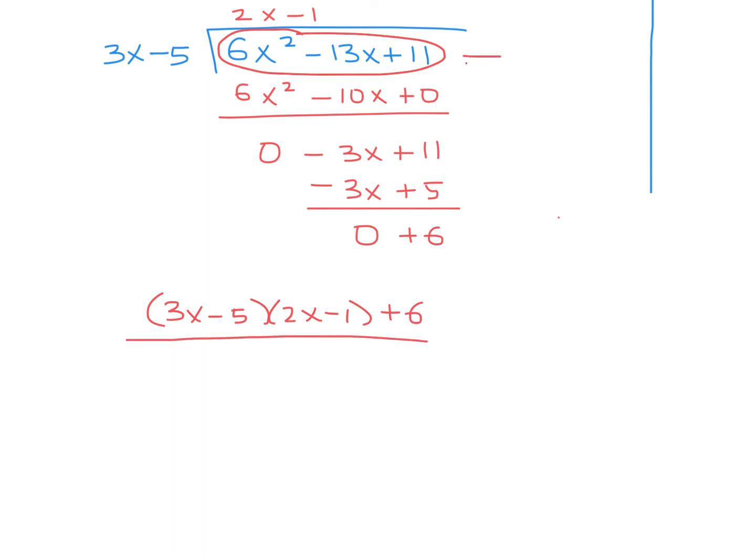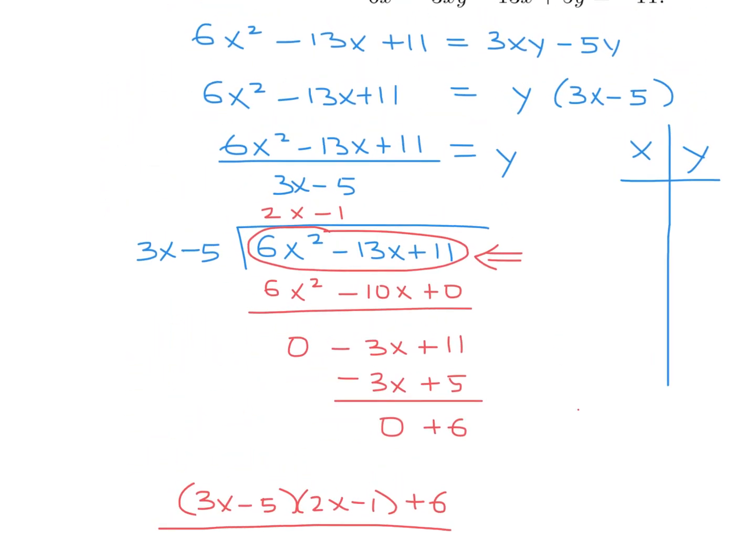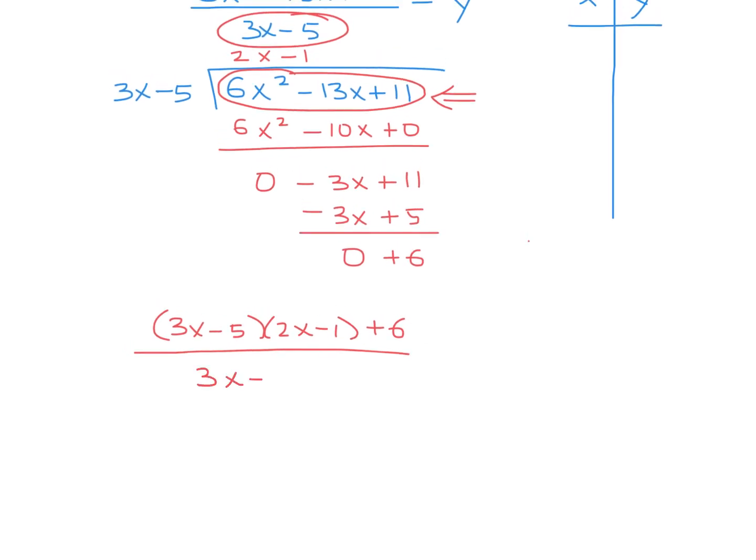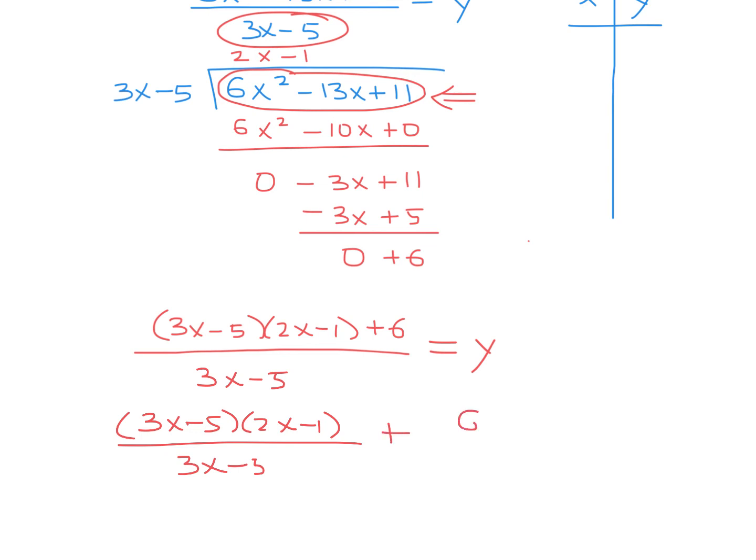That was this guy right here. I just made it into this format. And if you remember, our denominator at the bottom was 3x minus 5. So I just put the 3x minus 5 here, and that is equal to y. Correct? So we can break this up a little bit. We can put the 3x minus 5 times 2x minus 1 all over 3x minus 5, and then the 6 over 3x minus 5, and that is equal to y.